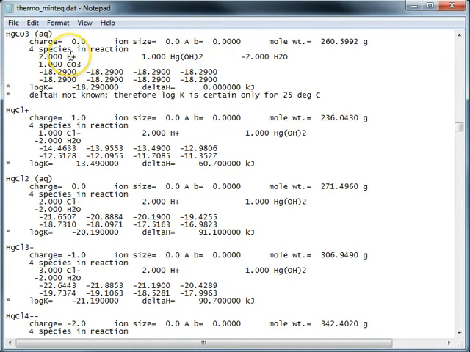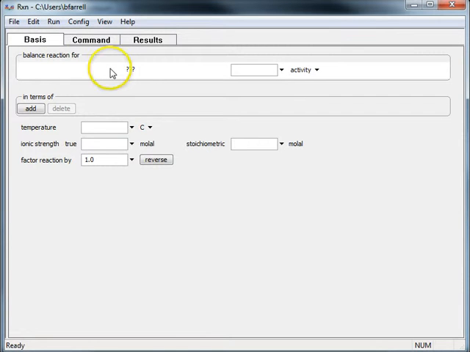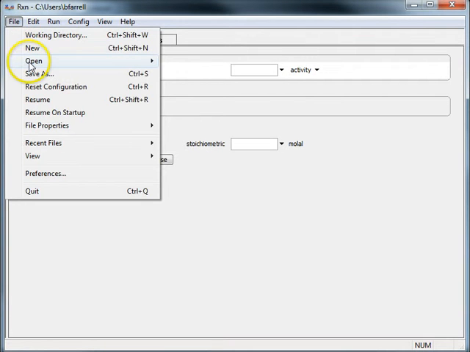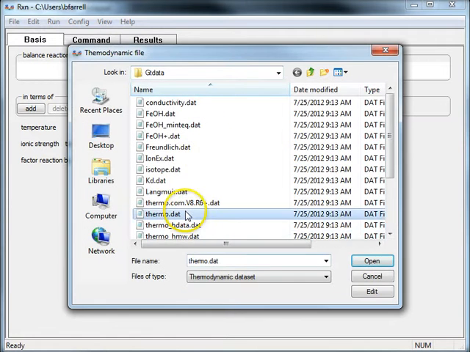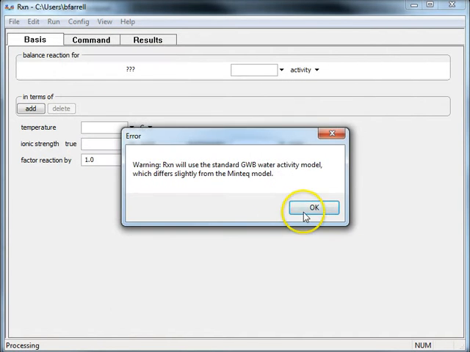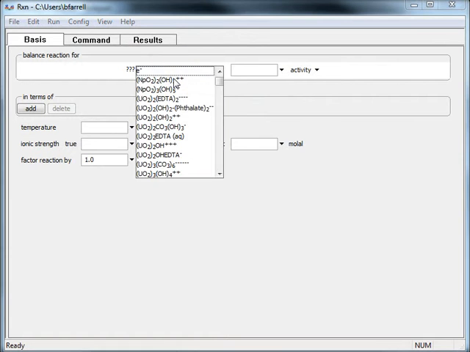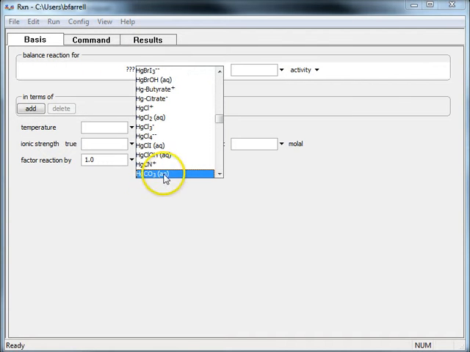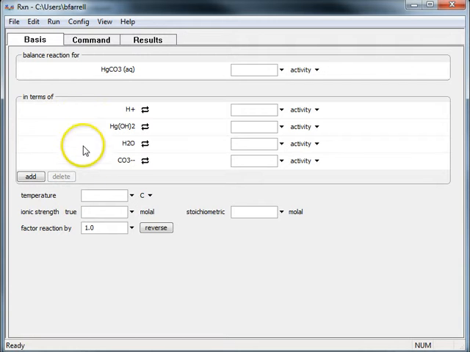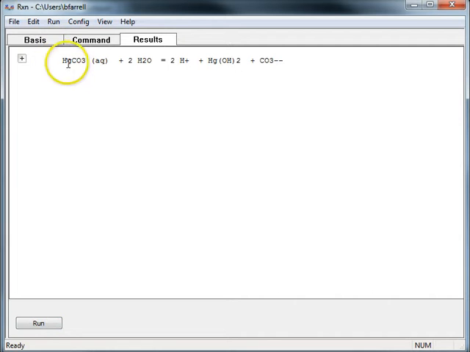And this reaction is written in terms of the original basis species of the data set. That's H plus, HgOH2, H2O, and carbonate. It's a little easier to understand in RxN. So I'll make sure I'm in thermomintec, and I'll balance the reaction for HgCO3. These are those default basis species we were looking at. I can move to results and click run. And like I said, here's the reaction. H2O had a negative coefficient, so it's on the left. And this is how the reaction reads.